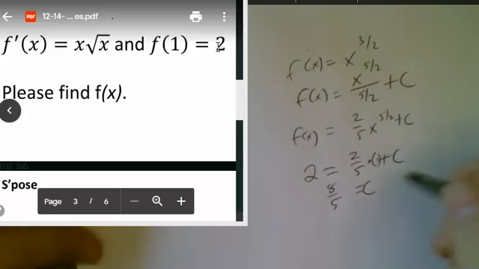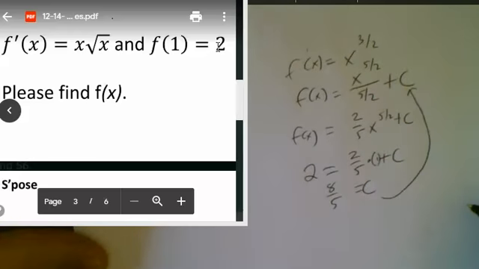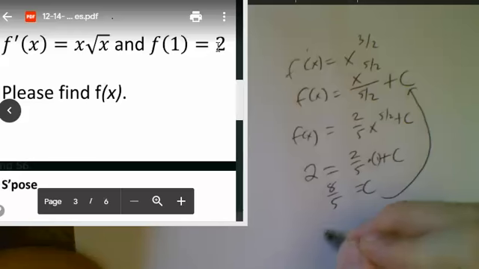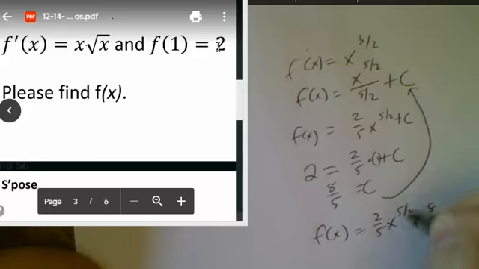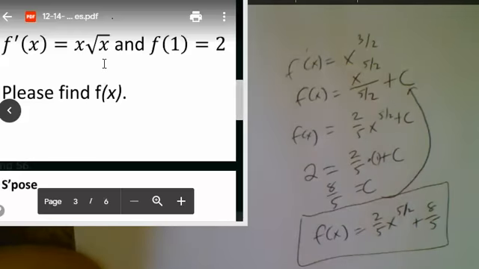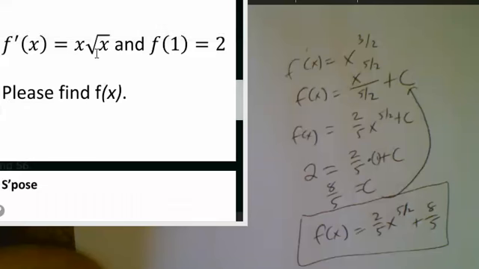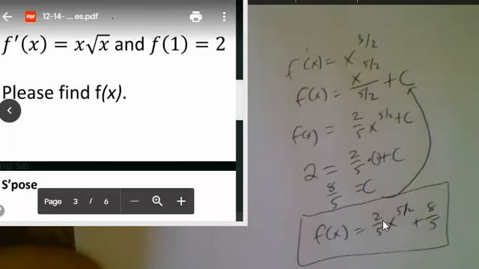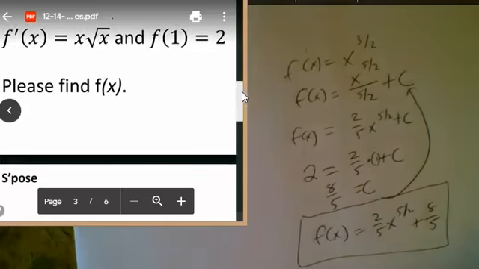If c is 8/5, we can put that right back into our antiderivative equation. So that's going to be 2/5 x to the 5/2 plus 8/5. And that is our actual function f of x that has a derivative of x times the square root of x, and f of 1 equals 2. If we plug in 1 here, we will get 2. If we take the derivative of this, we will get x radical x, aka x to the 3/2. Same thing. Okay? Let's try this one.